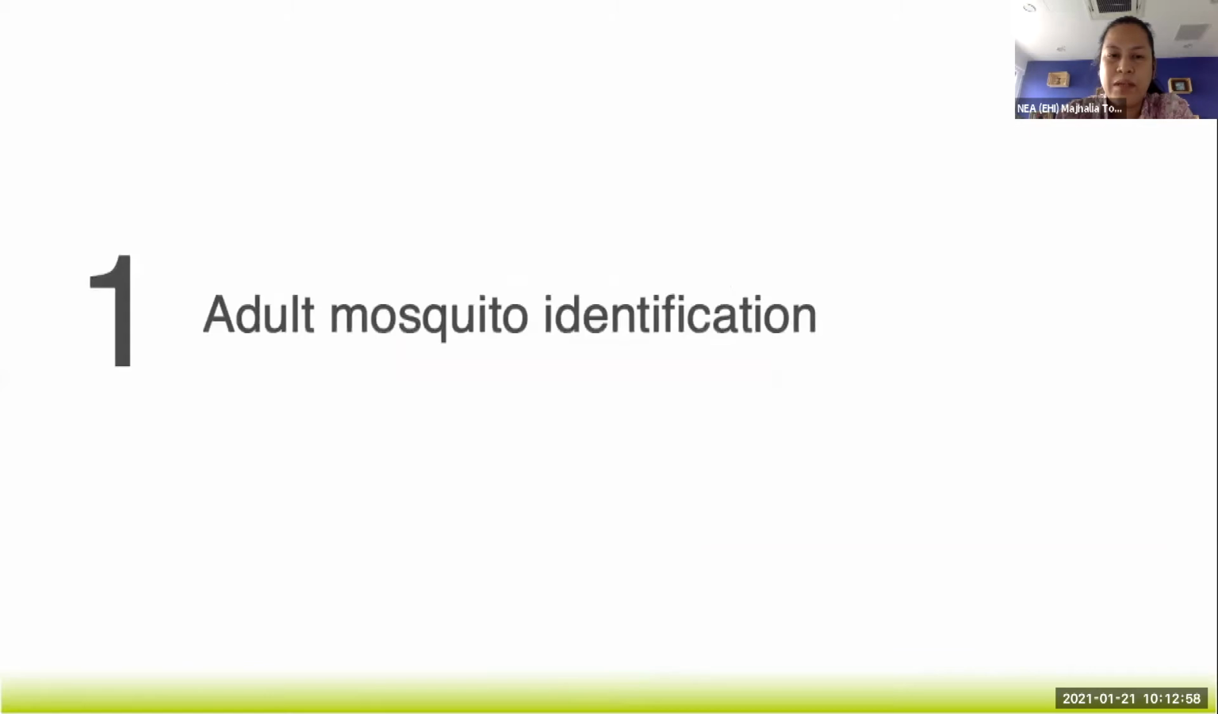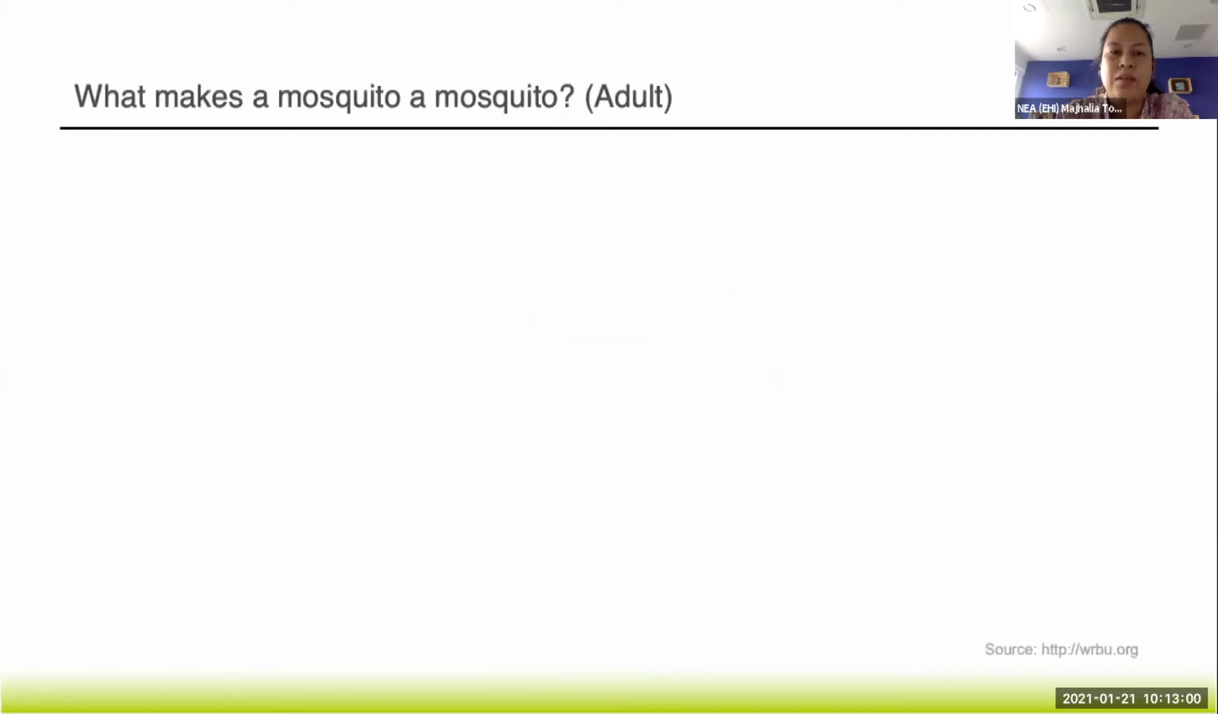So for adult mosquito identification, how do we know if what we're handling is actually a mosquito? You can write your answers in the chat if you have some idea. So what makes a mosquito a mosquito? This is for adults. Any suggestions?